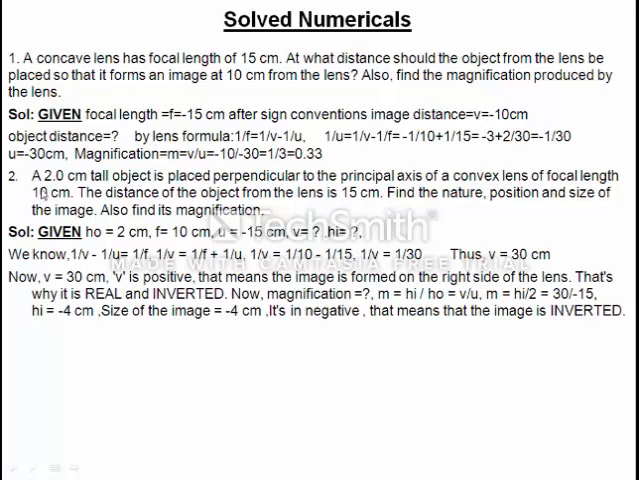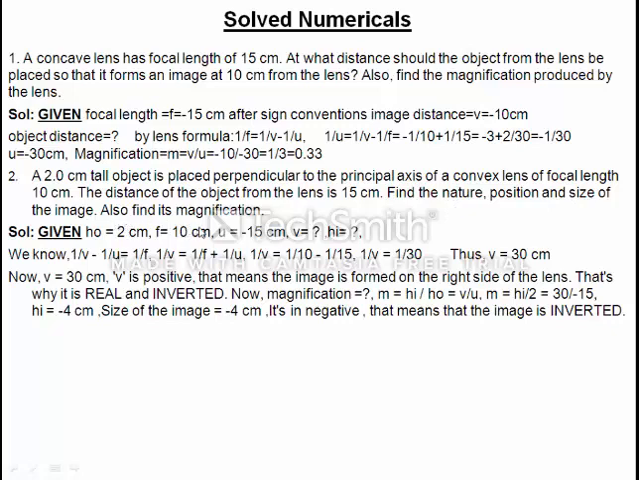Now second question. A 2 centimeter tall object is placed perpendicular to the principal axis of a convex lens of focal length 10 centimeter. The distance of the object from the lens is 15 centimeter. See, by seeing the question itself, you can get the nature of the object. Okay, now find the nature, position and size of the image.